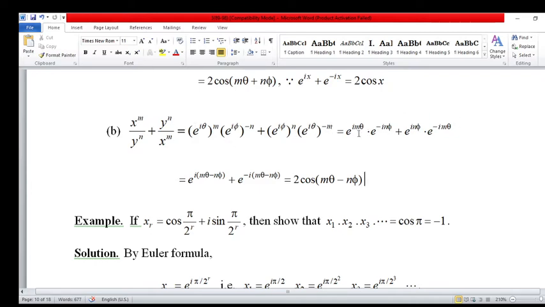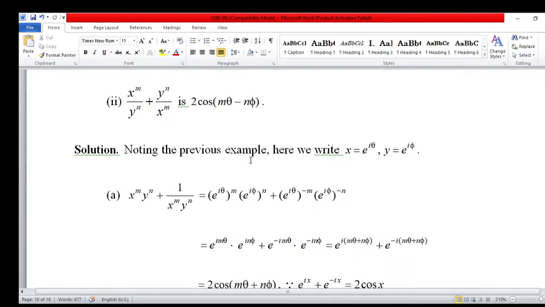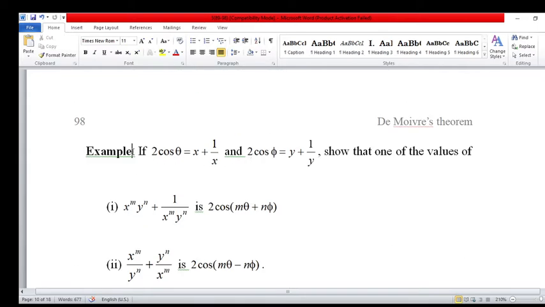Again same condition here: e raised to the power i m theta into e raised to the power minus i n phi, plus e raised to the power i n phi into e raised to the power minus i m theta. So i is common from the first, and this is m theta minus n phi, and here minus i is common, so this is also m theta minus n phi. This is equal to twice cos theta times cos of (m theta minus n phi). So this example is easy, and this example is again an important example.